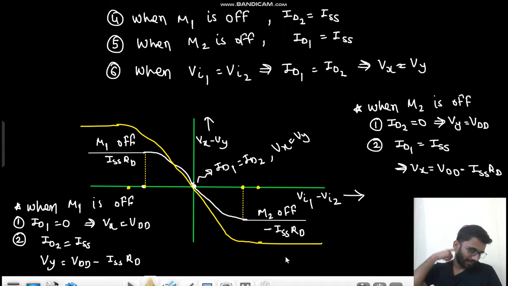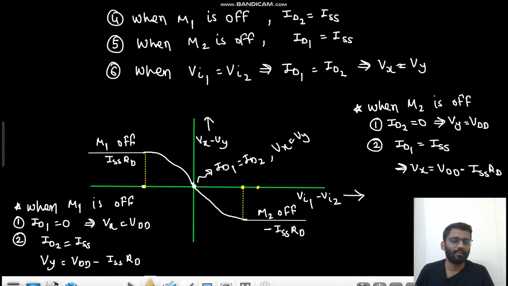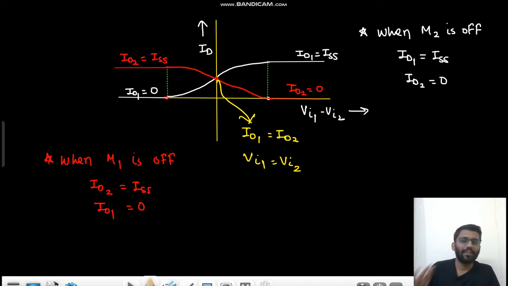So you can just remember it. If we increase the tail current, the linearity increases. And this is what is desirable. We need more linear amplifiers, right? Based on the application, we can't really say linearity is always the desired one; it will be desired depending on the application.